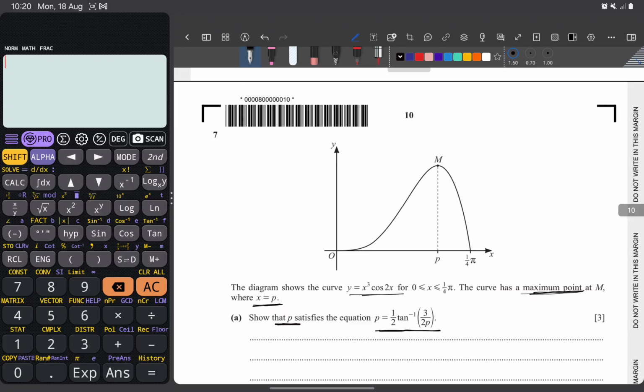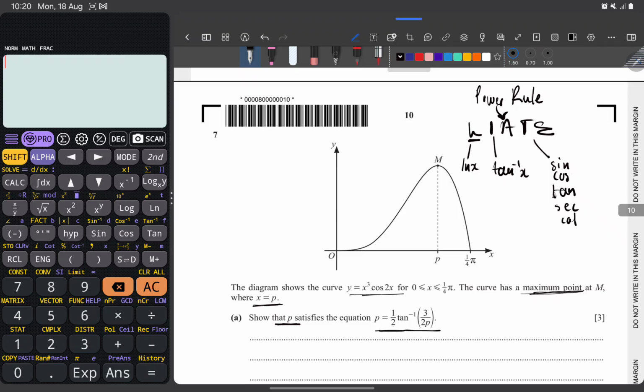Because remember, for differentiation we talked about the methods. One, you use the power rule. Then the differentiation of these functions from the table. Power rule is how you differentiate algebraic things. Then you have the differentiation of ln x, the differentiation of tan inverse of x. You need to know it from the table. The differentiation of sine, cos, tan, then sec, then cot, then cosec. These ones you know from the table. Then the differentiation of e to the x. These ones you all know from the table.